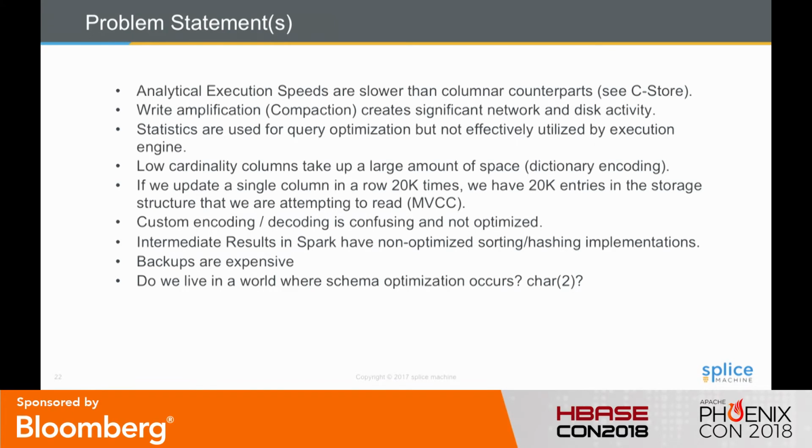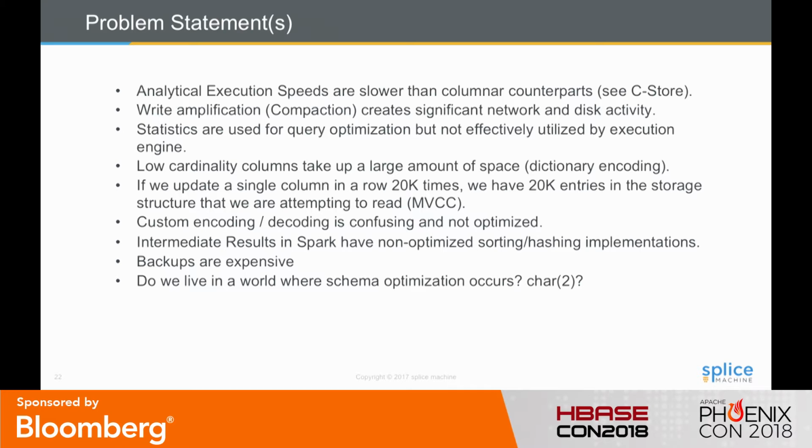I'm just going to go back to the problem statement. Analytical execution speeds are slower than their columnar counterparts. We addressed that, right? We have a columnar structure there that we can use, that ORC file, and read it in Spark. Write amplification. This is a big one because compaction is a problem. You think you solve it by moving it off to Spark, but you really don't. You're still moving a ton of data around the cluster. But if you take that amount of data you have to rewrite and you divide by 4, you can live with it a little better.